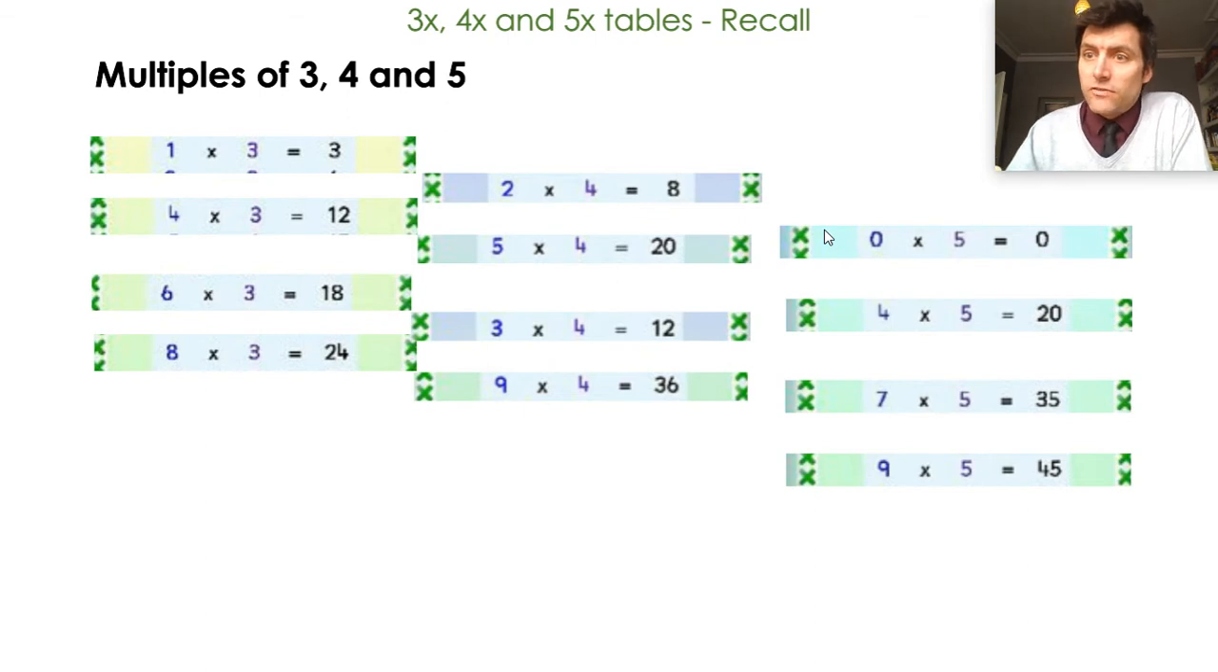0 is the factor which goes with 5 to make a product of 0. 4 lots of 5 make 20. 7 times 5 is 35. And 9 times 5 is 45.